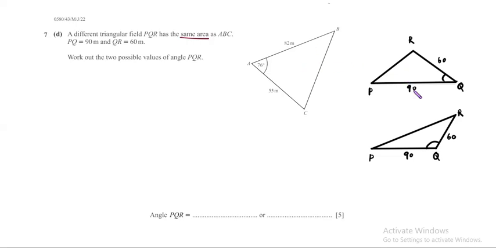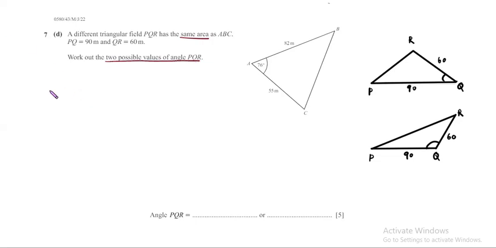Then that will be the same as the area of this triangle here. And we are supposed to find the angle PQR. So to find the angle Q here, these two sides are mentioned. So we can find what this Q is, but they are asking for two possible values for angle Q. That is what we need to do here.